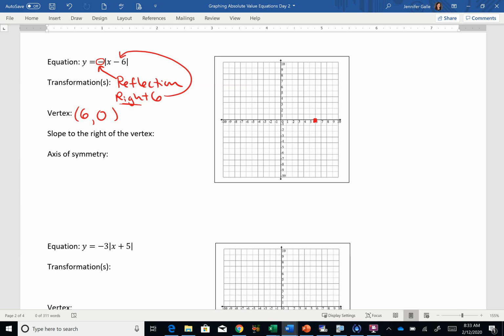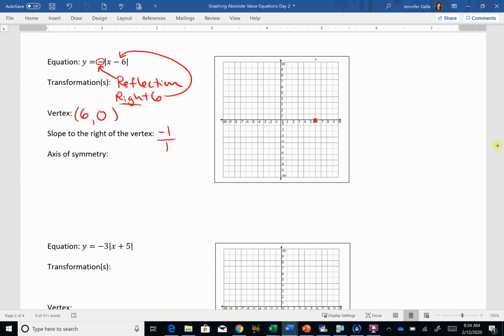The slope of the right, that's going to be the number in front of the absolute value bars. I just see a negative sign there. Negative sign doesn't do me much good for my slope. I need to include the number with it. It is -1. And if you need to put it over 1 to help you graph, it's completely fine.